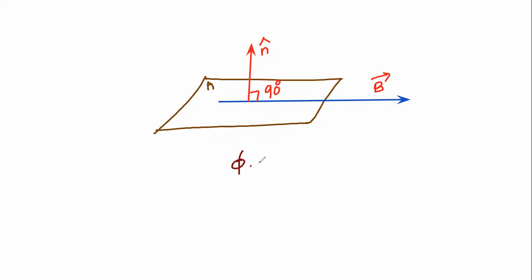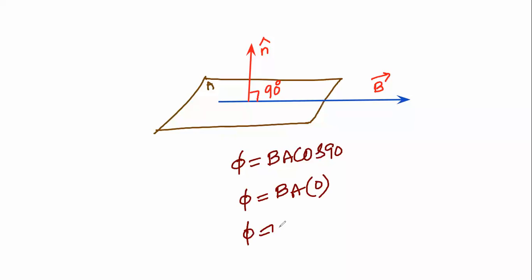Therefore, magnetic flux phi is equal to BA cos 90. Cos 90 becomes 0, so BA into 0. Then flux phi is equal to 0. Like this, we will write.